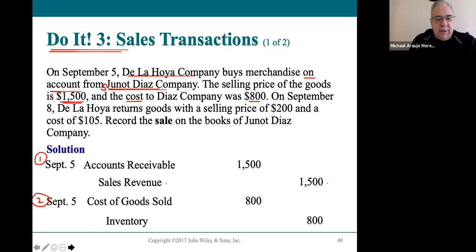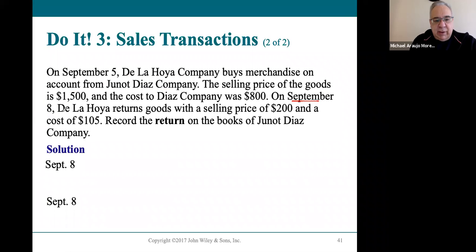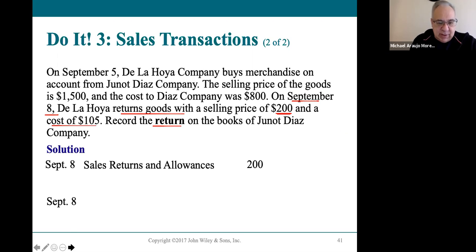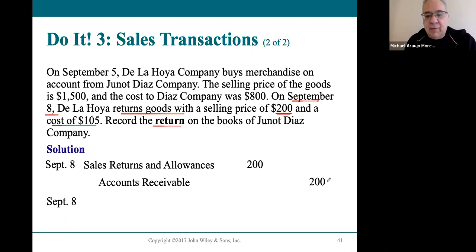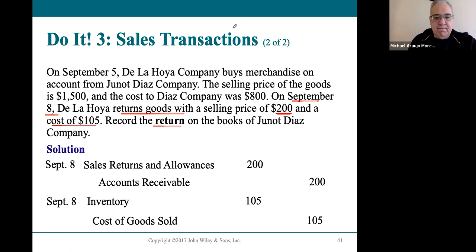Okay. The second thing that happened was on September the 8th, you remember that, the buyer returned $200 worth of goods to us. The cost of those goods was $105. We're assuming that it's not defective, so we can resell it. So to record that return, we have to debit sales returns and allowances for the $200 and take that out of our receivable because we're not going to be receiving payment for that. And then we can put that back into our inventory. So we debit our inventory and credit our cost of goods sold. And that's how the seller would look at this.